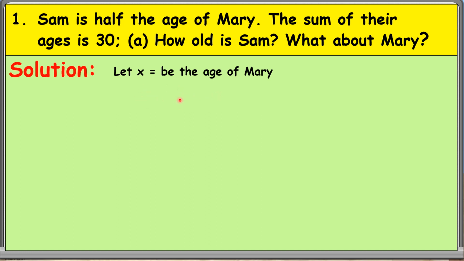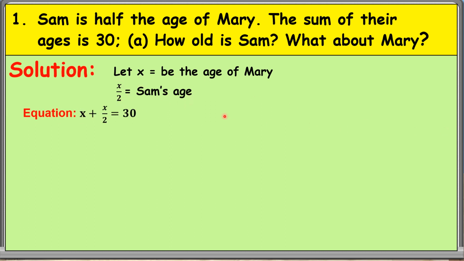So, let x be the age of Mary. And of course, yung x over 2 be the Sam's age. Kasi, bakit x over 2, teacher? Kasi nga, sabi niya, ang age daw ni Sam ay kalahati ng age ni Mary. Ang age ni Mary ito, x. Divide natin sa 2 yung x, kaya magkakaroon tayo ng Sam's age.